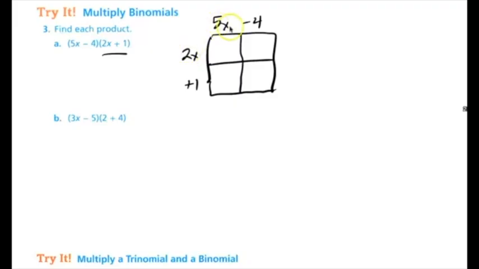2 times 5 is 10. x times x is x squared. This box right here, negative 4 times 2 is negative 8x. The one right here, 5x times 1 is 5x. Over here, again, we're multiplying, very important. Negative 4 times 1 would be negative 4. We have that. Now, you could either add up like terms in here, or if you're not sure, let's rewrite it just to make sure. I got 10x squared minus 8x plus 5x minus 4.